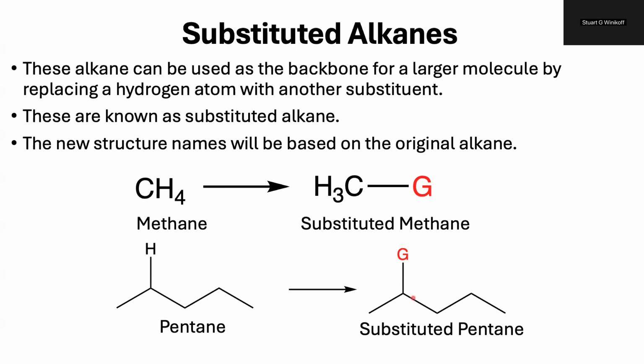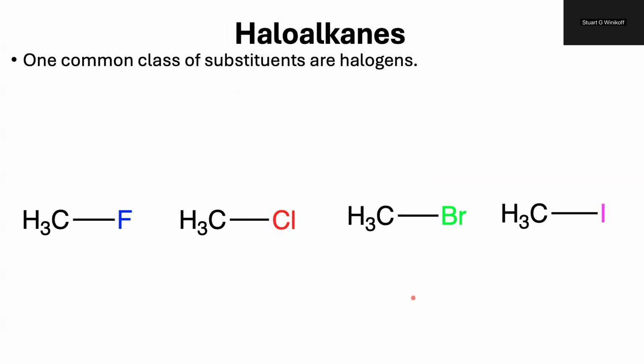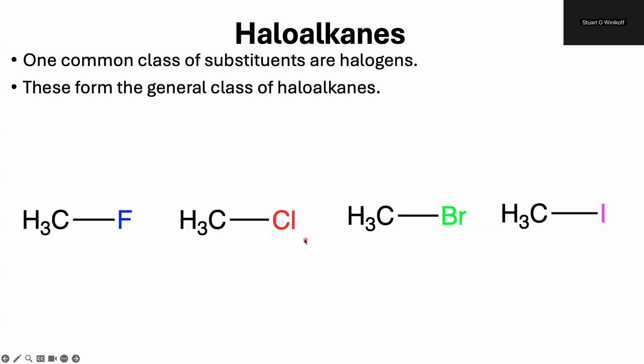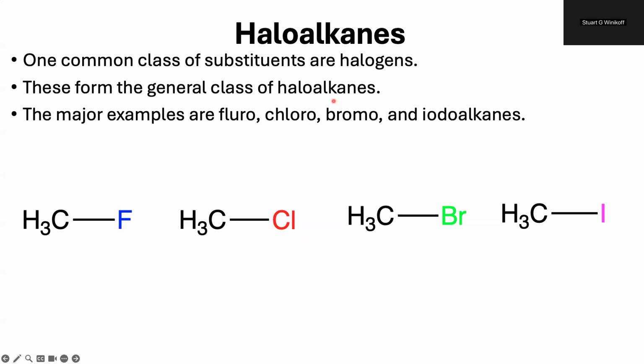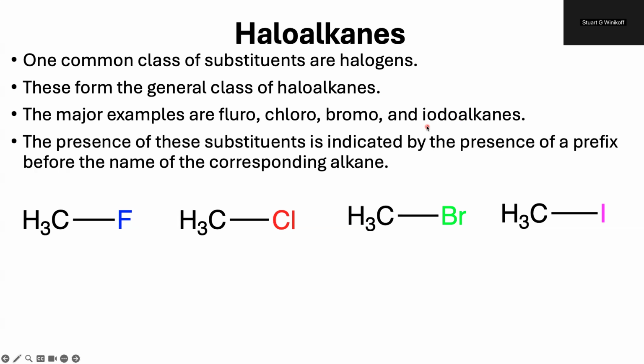Now, to really explore these, we need to look at some of our simpler substituents. One of the most common classes is going to be our halogens. Again, these are going to be group 7 of the periodic table. These form a class of molecules known as the haloalkanes. Again, we have a halogen attached to an alkane. The 4 most common that we're going to be playing around with periodically throughout the semester are going to be fluoroalkanes, chloro, bromo, and iodoalkanes. Each of these prefixes represents exactly what I've attached to the alkane, and that's exactly how we name these species.